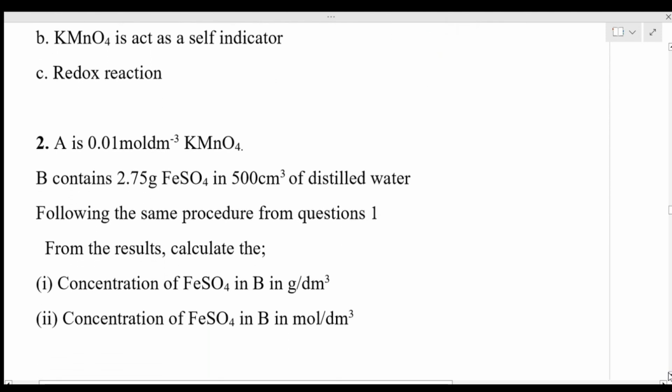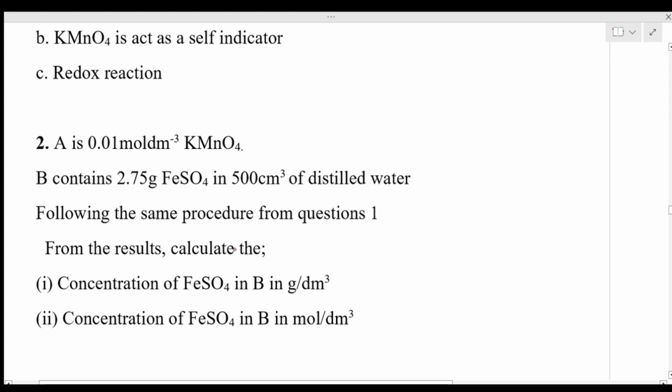Now, question 2, I will not be using any table again. I'll make use of my calculated value for the Va that I have above. Okay, let's quickly look at question number 2. I say 0.01 mole of KMnO4 again, and this time around I have my B to be 2.75 gram of FeSO4 in 500 cm3.